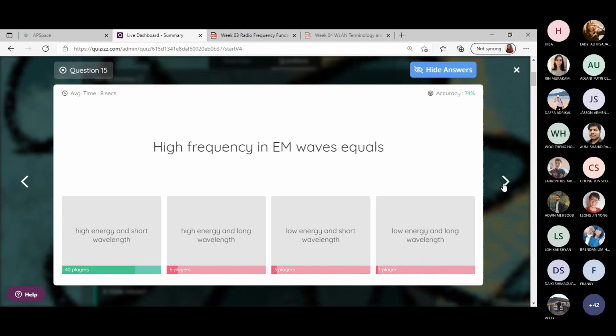Okay, next one. High frequency in electromagnetic waves equals high energy and short wavelength. Yeah, the other way around. That's why short wavelength, but it's still high energy, because frequency and energy are related to each other.